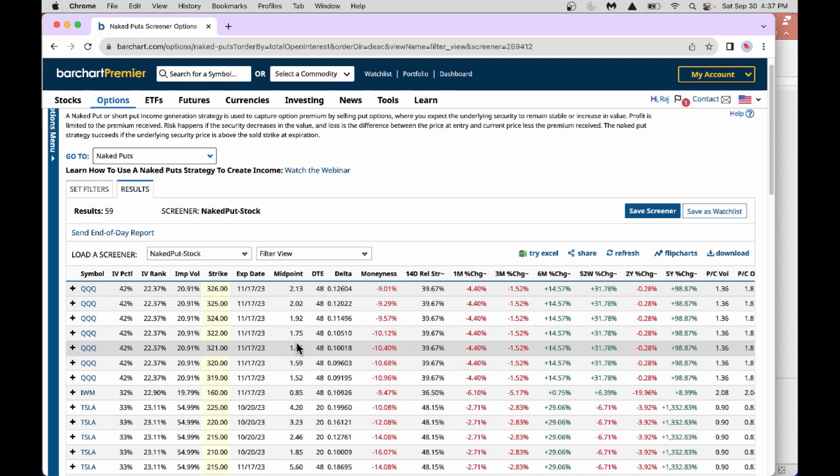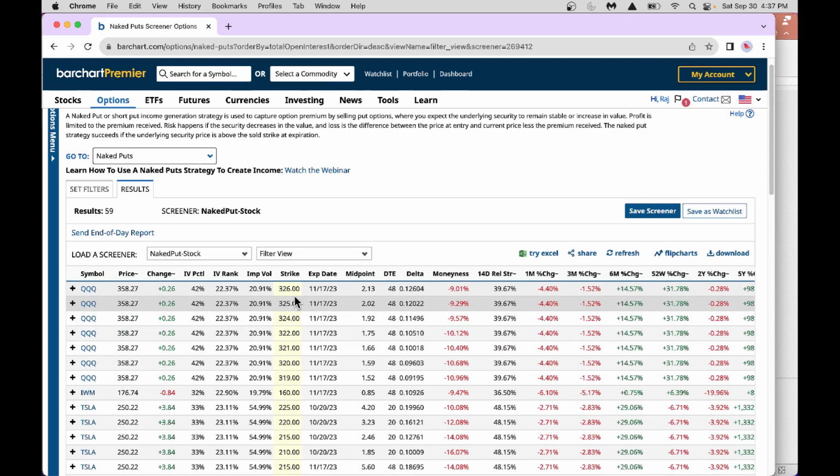Look at RSI here. The way to read this is we got the symbol here. And look, we got IV percentile and IV rank. Very important to look at this, especially if you're an options seller or a put options seller. You want the implied volatility to be slightly higher. In this case, 22, not great, but it's good enough to sell put options.